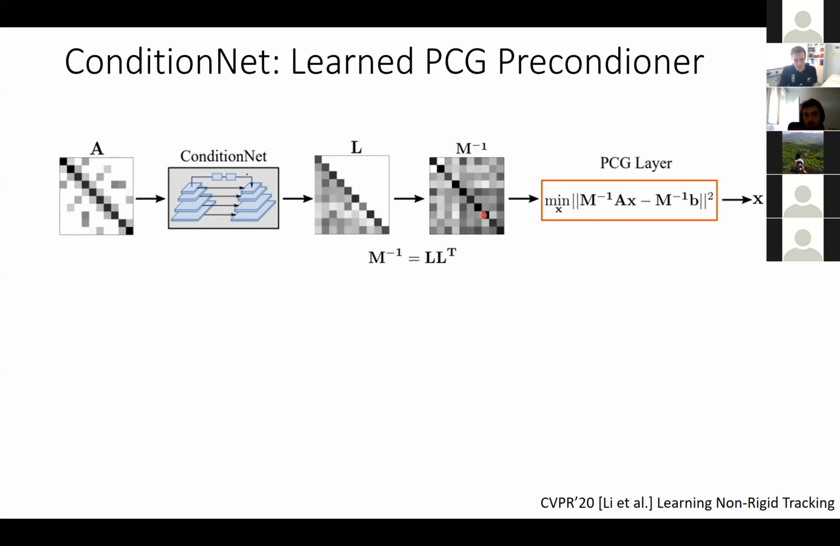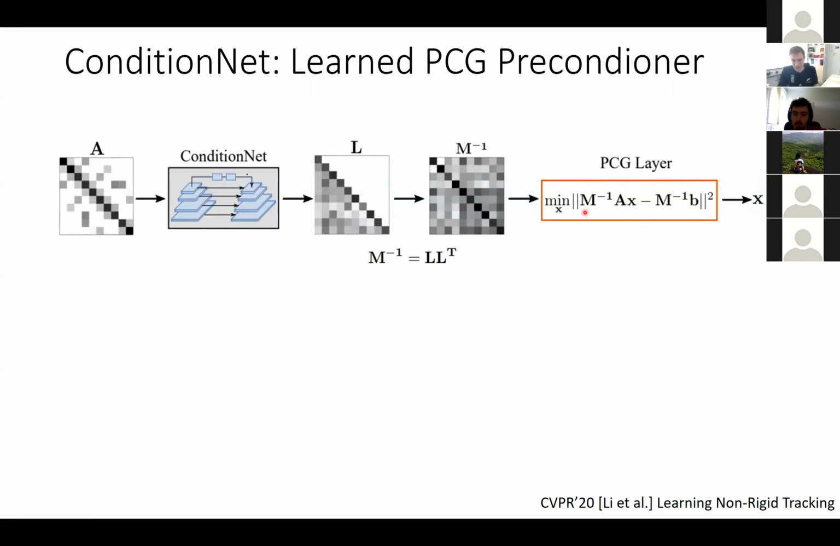There are a few things we should be careful about with M. M should have some properties. What we did is we made sure it's symmetric positive definite. The way you do this is you first predict a lower triangular matrix L, and then you can compute M inverse as L times L transpose, right? So this network predicts L, and then we have a hard-coded L times L transpose that gives us M inverse. And then we have our PCG layer that I just mentioned.